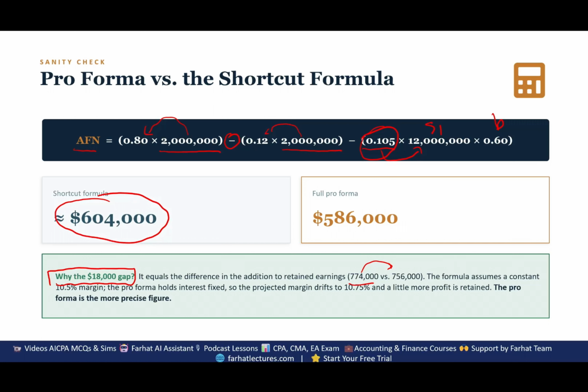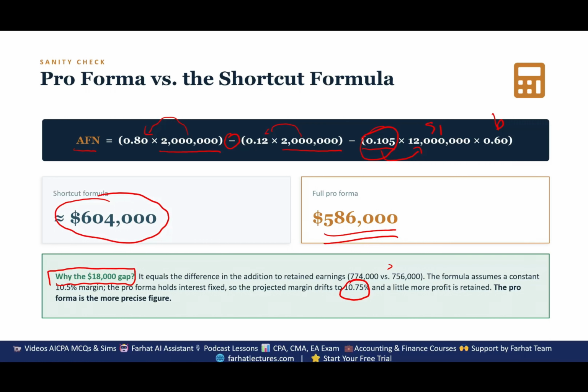Well, what does that mean? It means sales went up, one expense did not change. It means your profit margin goes up to 10.75. If your profit margin goes up, it means what? It means you have more income. If you have more income, it means you have more retained earnings. If you have more retained earnings, you would technically need less additional external funding. So the pro forma is more precise because of that, but we're not done yet, because this is basically taken into account that the interest expense is the same.